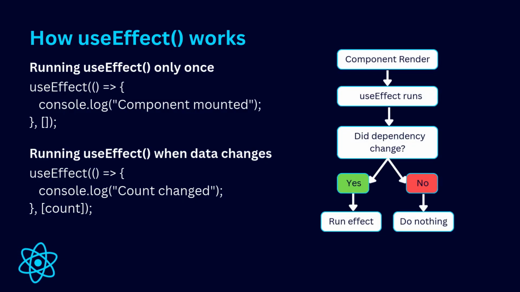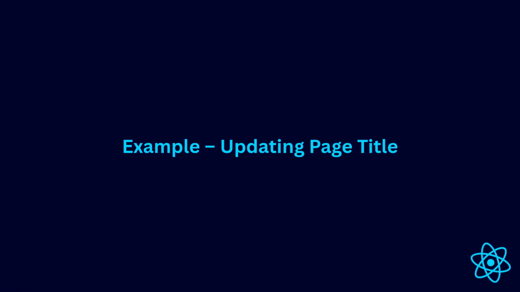Here is the visual flow diagram. Component render, useEffect runs. Did dependency change? If yes, run effect. If no, do nothing. Now we will see an example for updating page title.